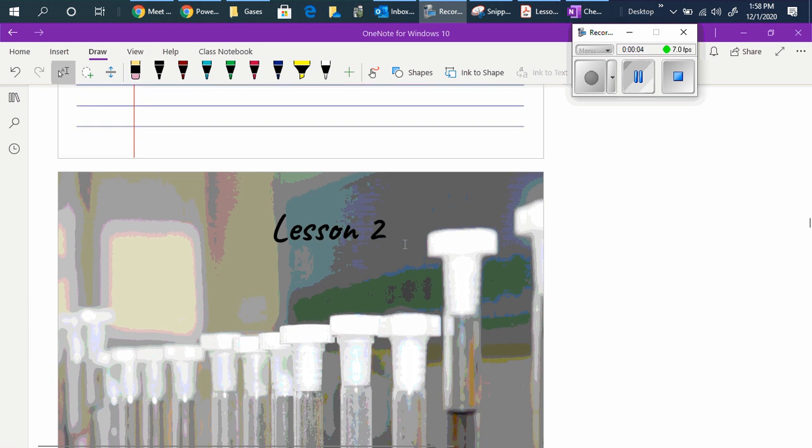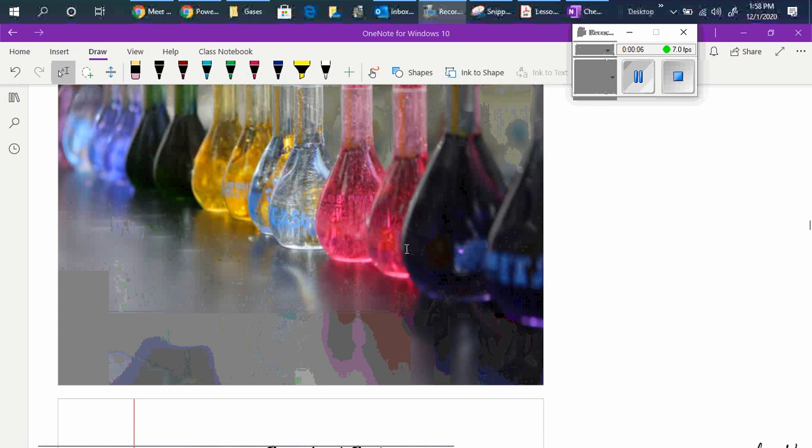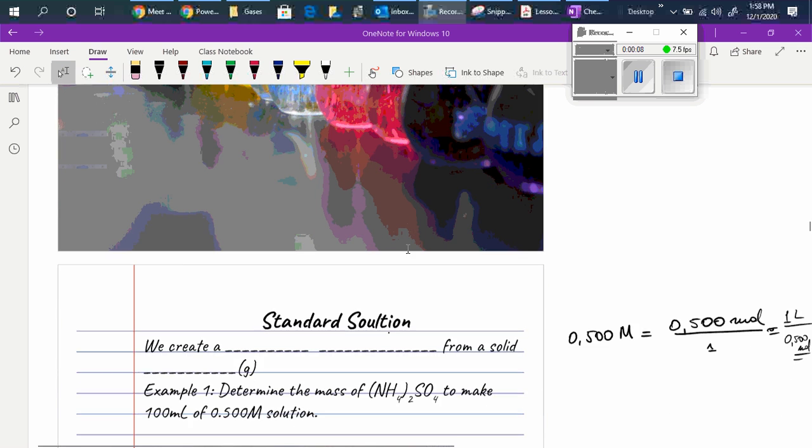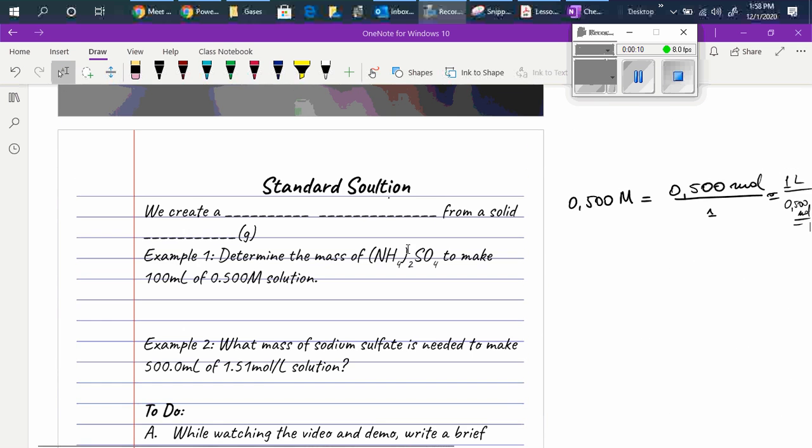Today we'll start with lesson 2, which deals mostly with solutions, standard solutions, dilution and all that stuff. However, there are more lab things that we have to do, and it's easier in comparison to lesson 1. So, what do we have in this lesson?